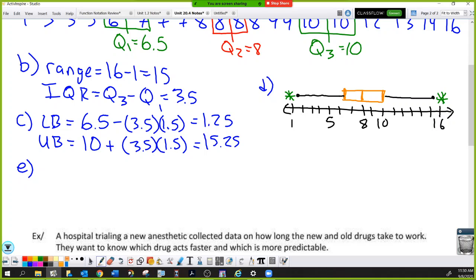E says find the percentage of data values that are less than 8. Well, you literally just count how many data values there are. There's 20 of them. And how many are less than 8? 8. Agreed. So that is 0.4, or 40%, because it says find a percent. There you go. It's supposed to be a percent.